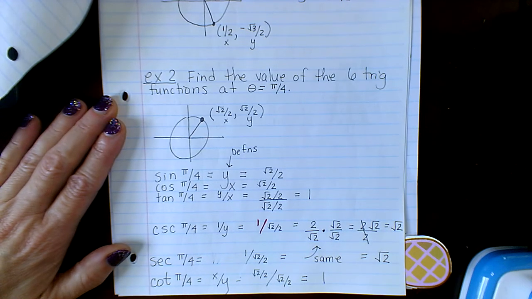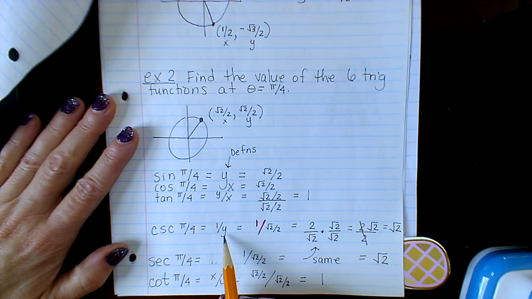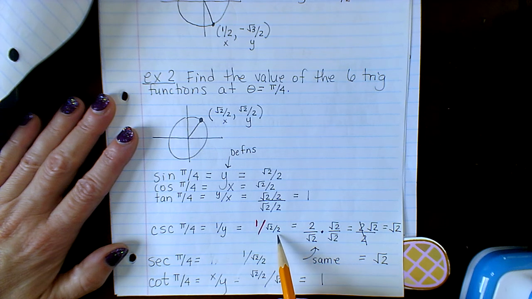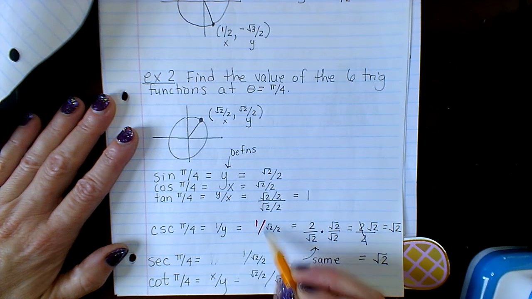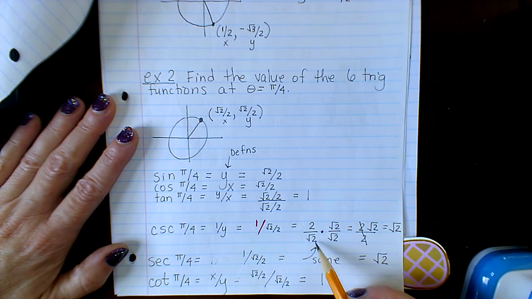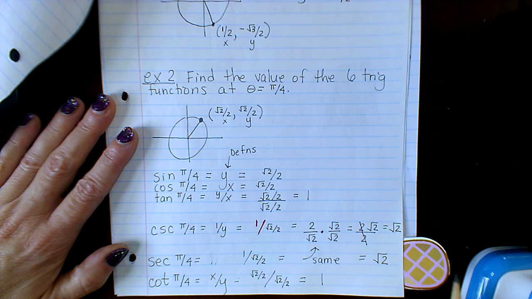These reciprocal functions are a little trickier. The cosecant of pi over 4 is 1 over y. So we do 1 over root 2 over 2. Remember, 1 over something is its reciprocal. So I did 2 over root 2. I just took the reciprocal of that stuff. Rationalized it by multiplying by root 2 over root 2. That's just 1. And I get 2 root 2 over root 4, or just 2. Those 2's cancel, and I get square root of 2.